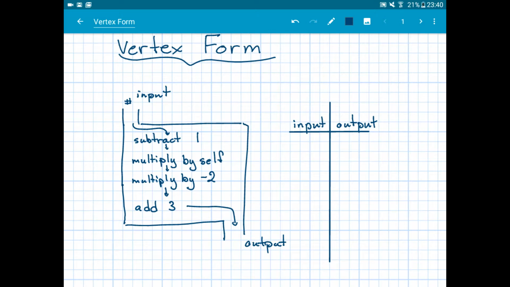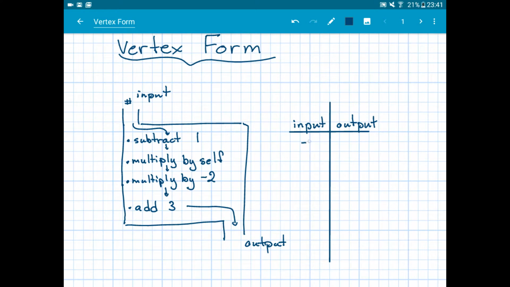So this input-output machine is a little bit different. What we do is we subtract 1 from it. It has multiple steps. So we subtract 1, then we multiply the result of that by itself, then we multiply that result by 2, and then we add 3 to it. So let's just try some input-outputs.